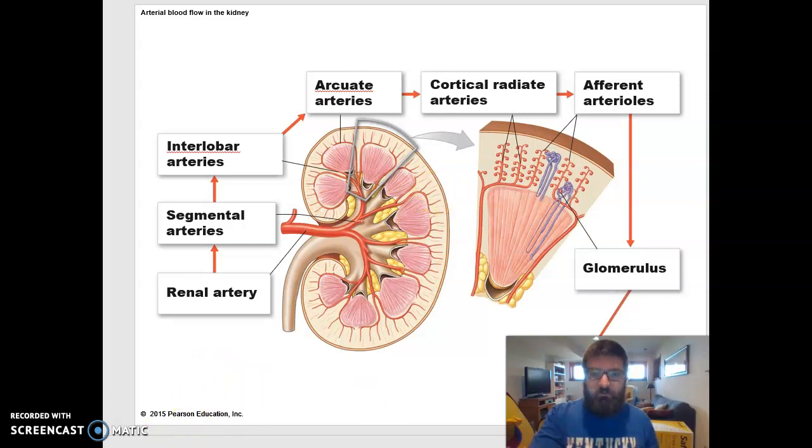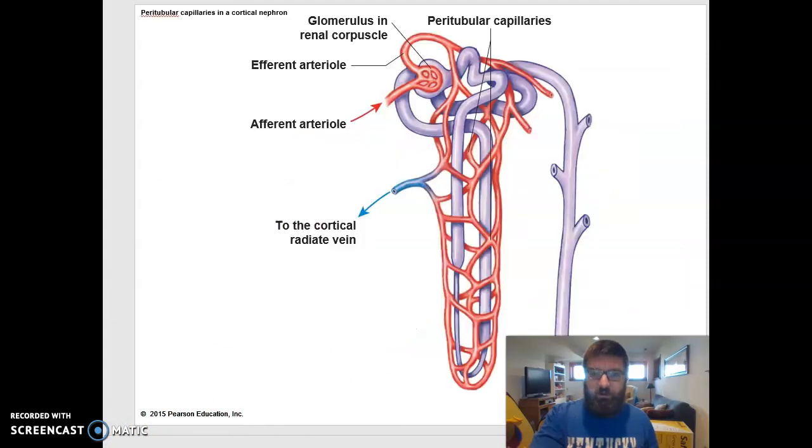Then, if you follow from that cortical radiate artery, we branch off into something called an afferent arteriole, and this is what leads to a nephron. And an afferent arteriole leads to the glomerulus, and then filtrate comes out, gets collected by the renal capsule, the glomerular capsule, and then goes in the proximal convoluted tubule, yada, yada, yada. And what stays in the blood goes out through an efferent arteriole.